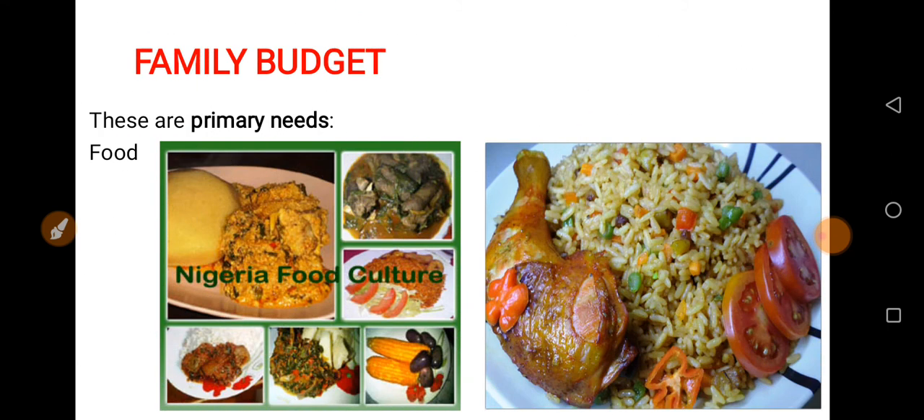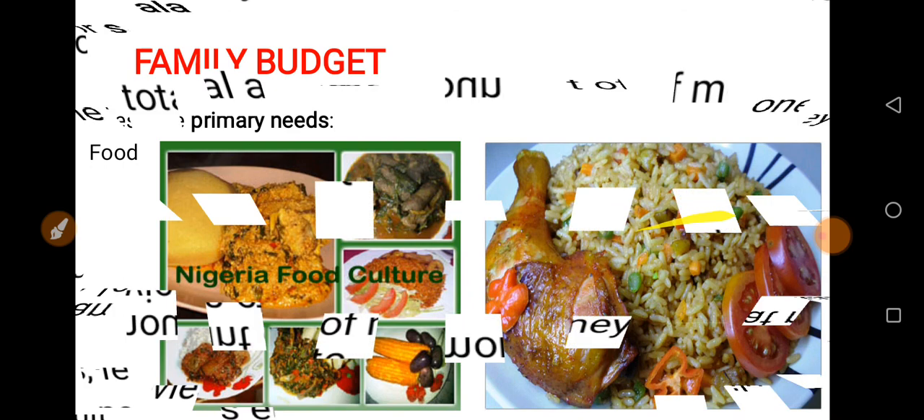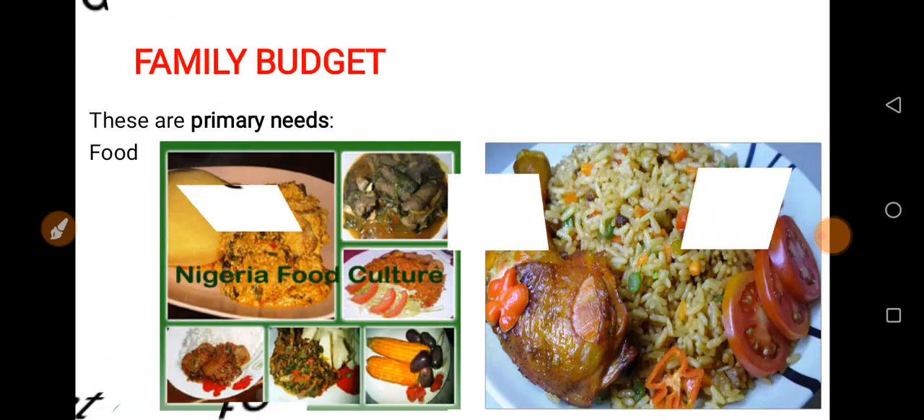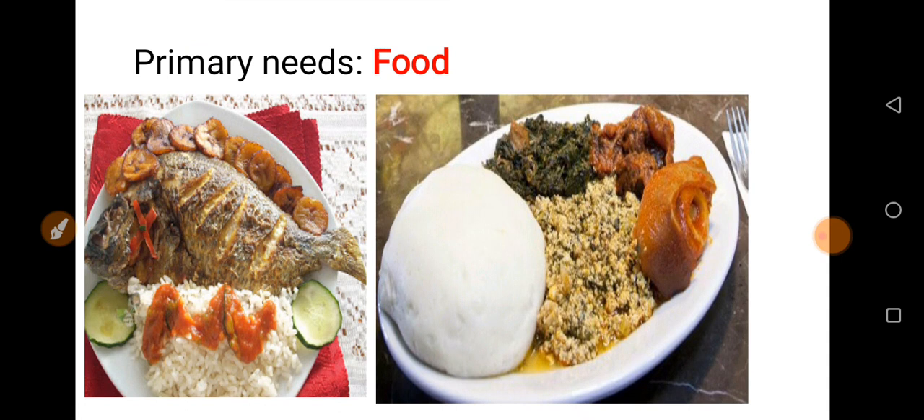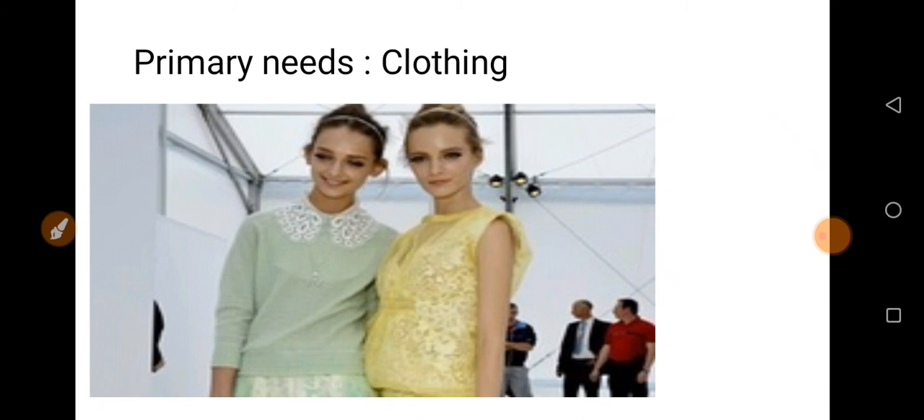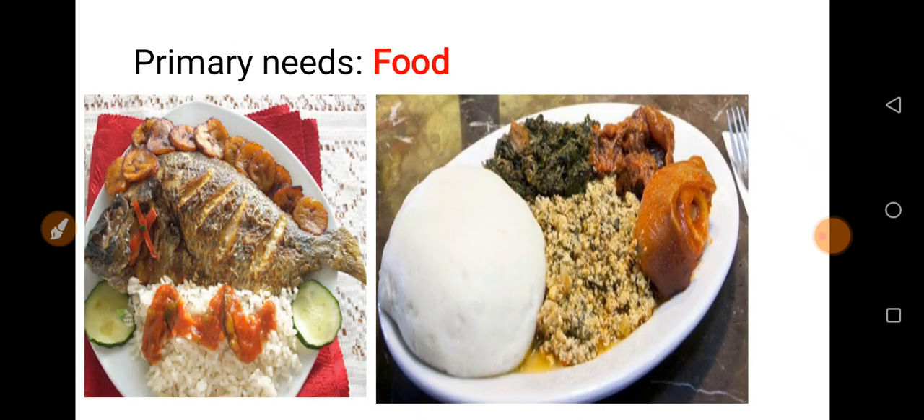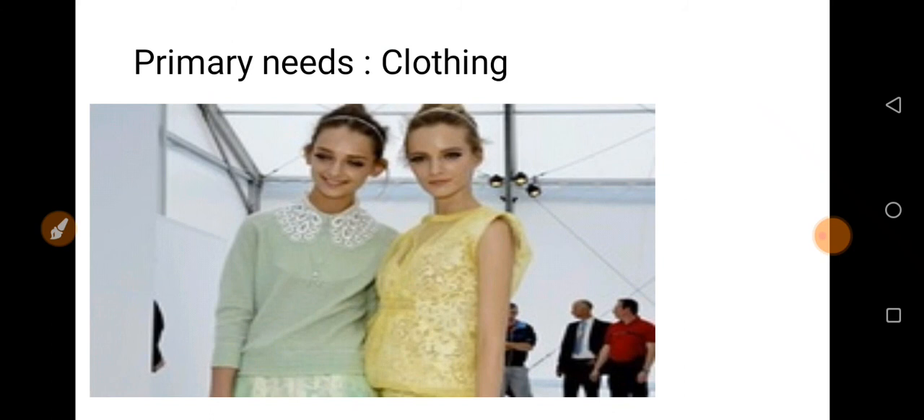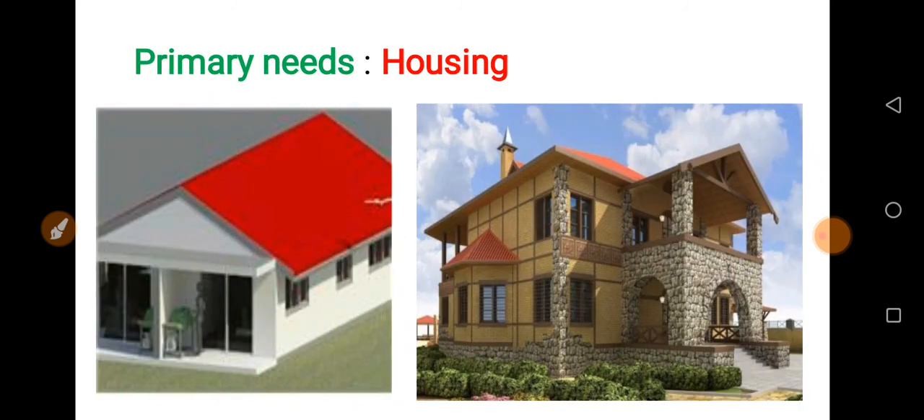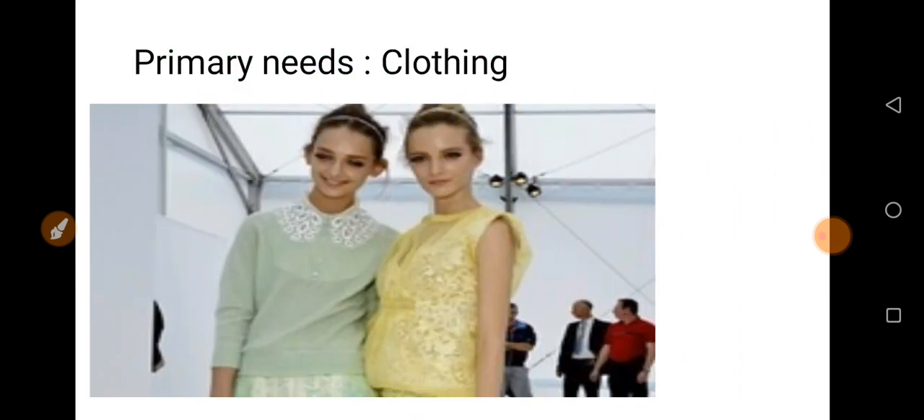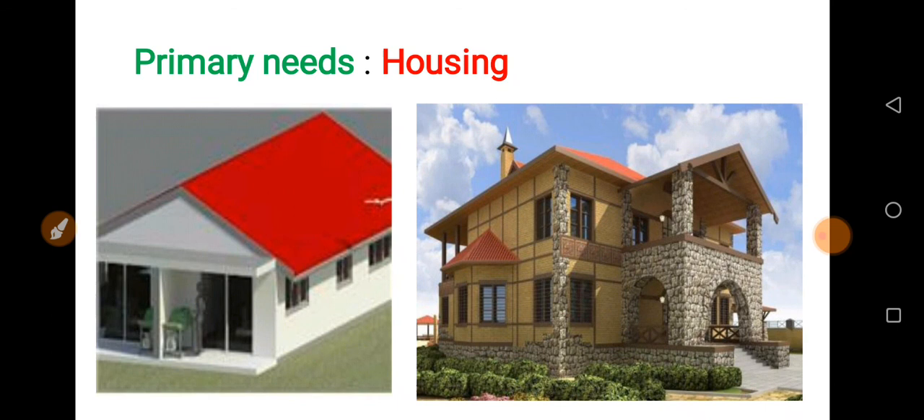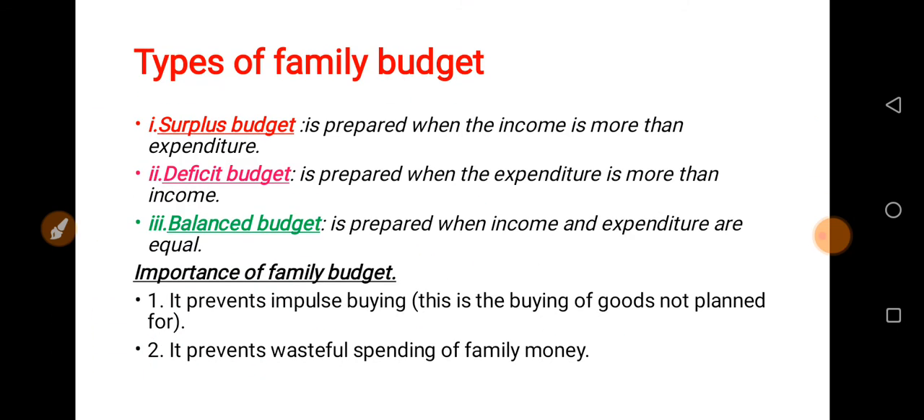If you look at the screen, these are the examples of primary needs. Food. Food is very, very important. The next one you can see on the screen, food. Then the next one is clothing. Clothing is very, very important too. It protects our body, it covers our nakedness. And the next one is housing. Housing is also known as shelter, where we live. These are very, very important.